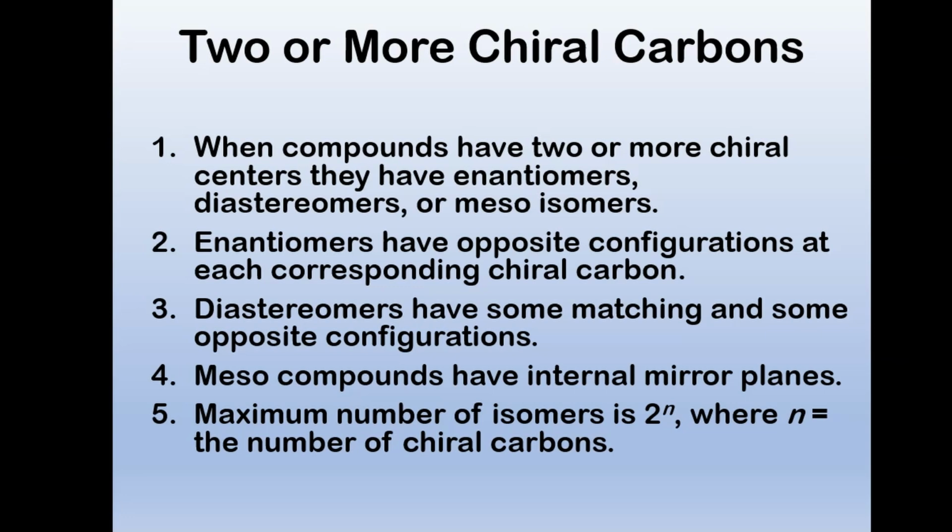So here's a little bit of math. In OChem, the maximum number of isomers is 2 to the n, where n is the number of chiral carbons. So if I have two chiral carbons, 2 to the second power is 4. I should have 4 stereoisomers. I may have less if I have a meso compound.